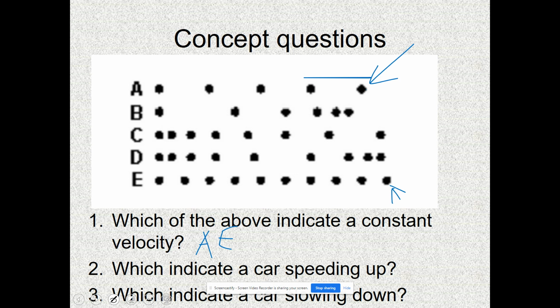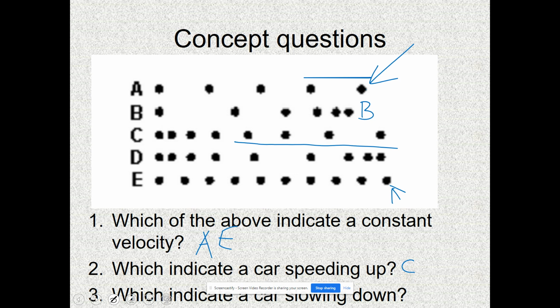Number two, which is speeding up? Here, I would expect more space between the dots as time goes by, because it's getting faster and faster. So probably C. You can see that the dots get more spread out. Slowing down would be the exact opposite. You would get those dots kind of squinching together.